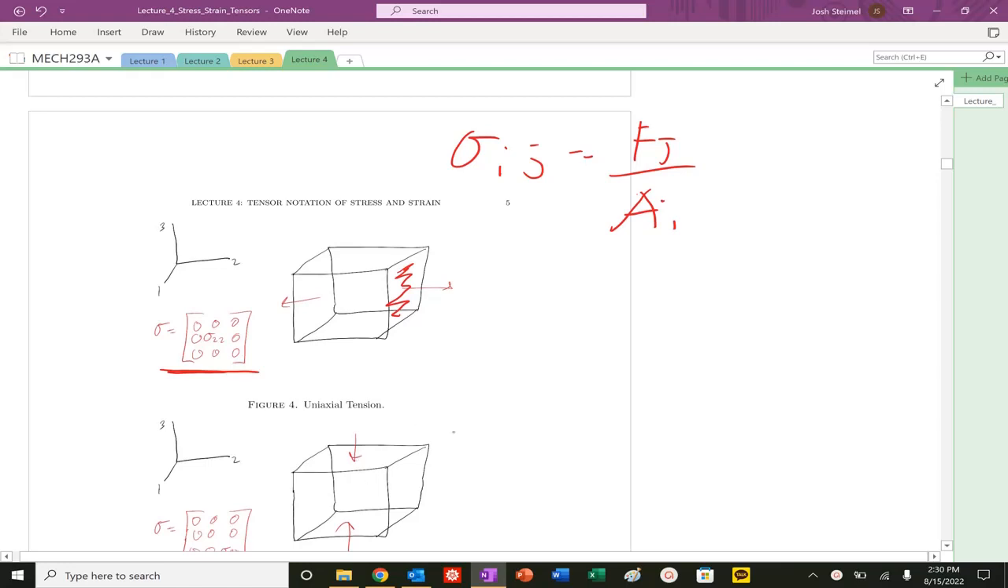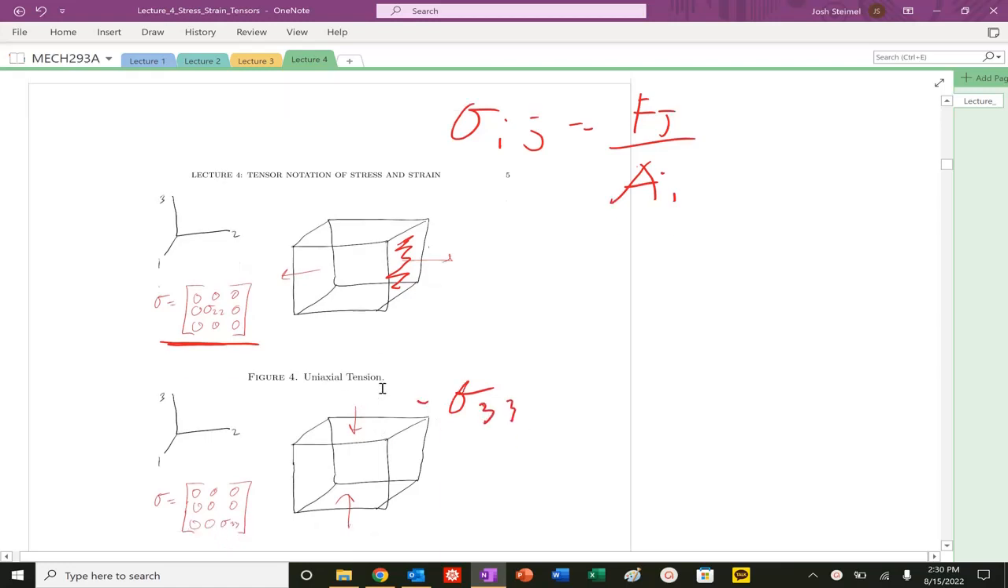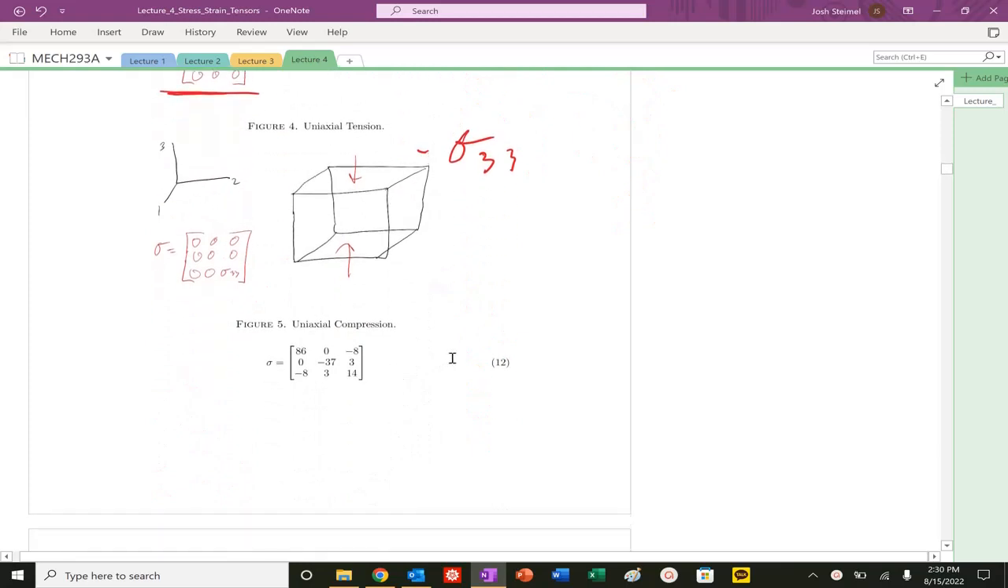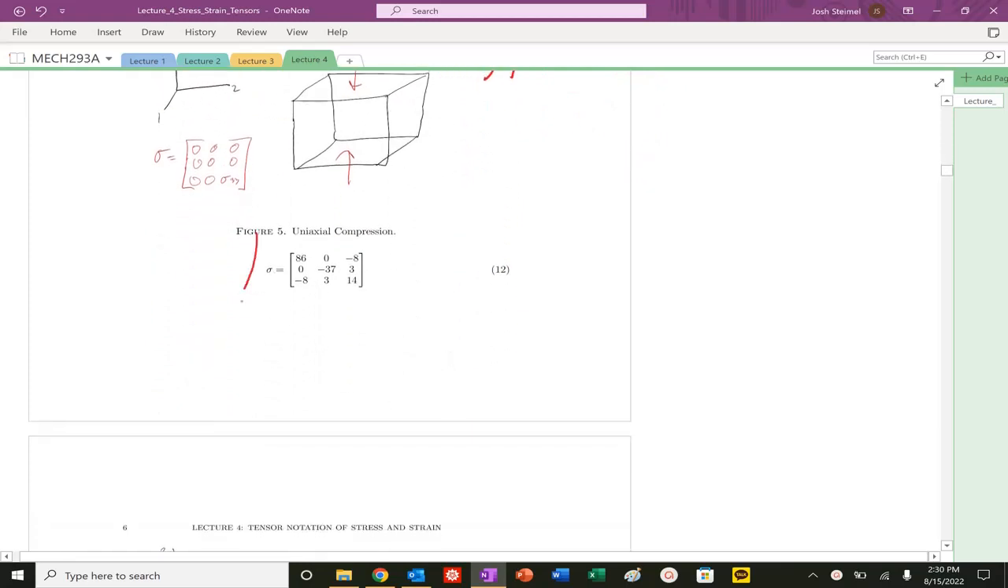What about this? This is going to be pointing in the 3 direction. Normal's in the 3 direction, but it should be negative because it's compressive. Ooh, I like this problem. Let's draw this state.